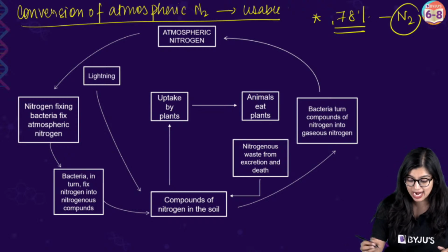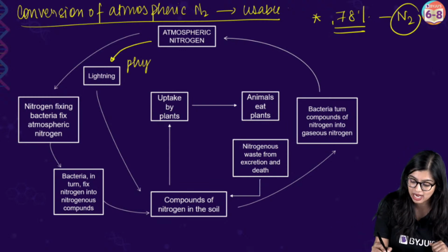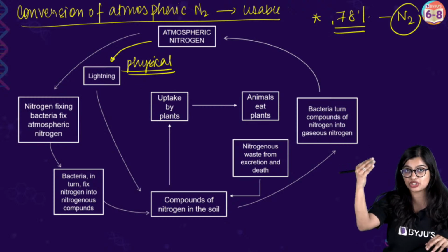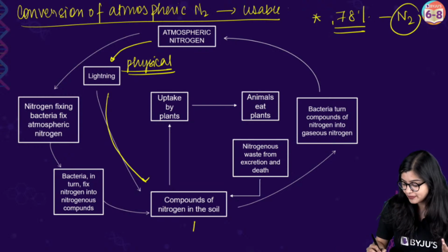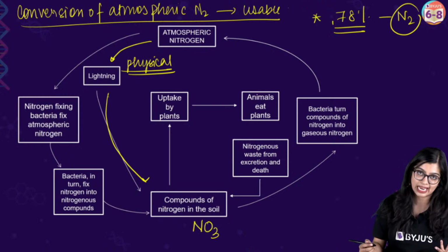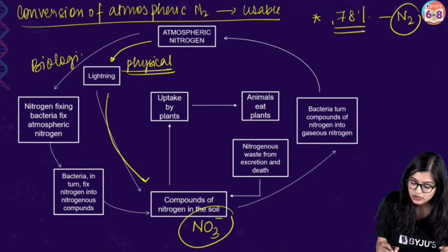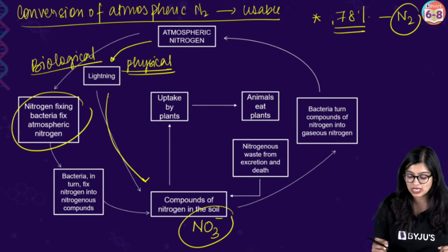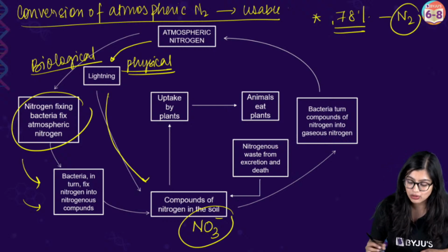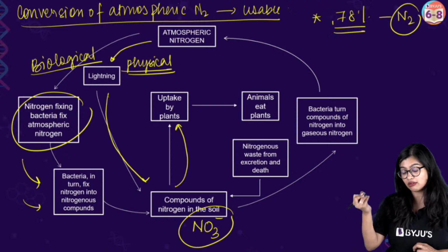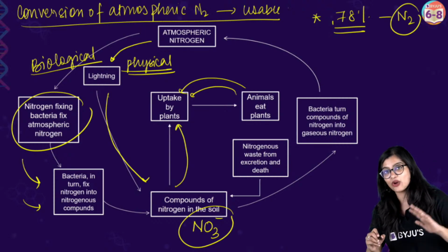So atmospheric nitrogen can be fixed naturally, or I would say physically, with the help of lightning, where in high pressure conditions atmospheric nitrogen gets converted into compounds of nitrogen, like nitrates and nitrites, right? Or it can happen biologically, where organisms fix it into nitrogenous compounds, and then it goes to the soil. These compounds of nitrogen will be taken up by the plants, and we eat these plants directly or indirectly.